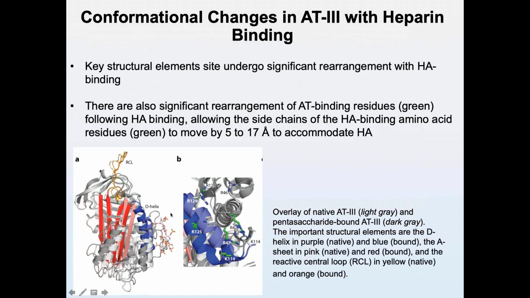Not only that, when the pentasaccharide approaches the antithrombin, there is also rearrangement of the binding site of the antithrombin. There has to be a rearrangement for the pentasaccharide to be able to fit snugly at the active site and make interaction with the active site. So you can see that several of these side chain amino acids are moved in order to accommodate the pentasaccharide.